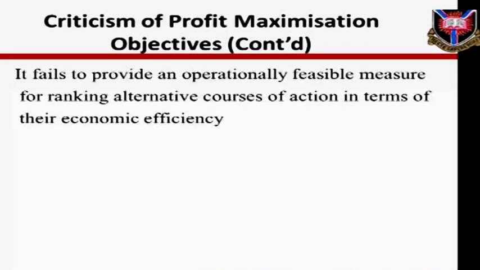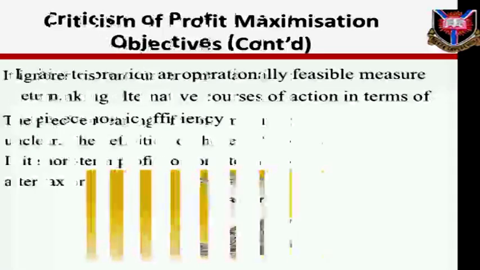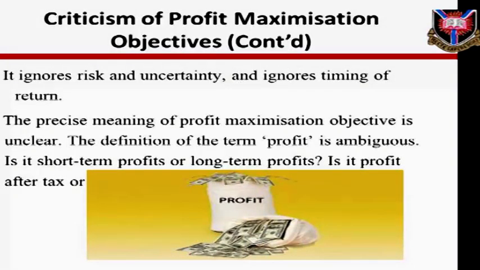3. It fails to provide an operationally feasible measure for ranking alternative courses of action in terms of their economic efficiency. 4. It ignores risk and uncertainty and ignores the timing of return. 5. The meaning of the profit maximization objective is unclear. The definition of the term profit is ambiguous. Is it short-term profit or long-term profit? Is it profit after tax or profit before tax? Is it total profit or profit per share?